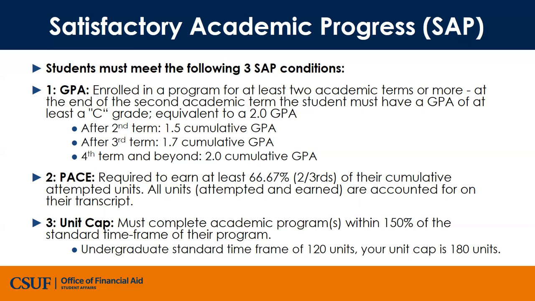The third measure of SAP is the unit cap. This refers to a maximum amount of units a student can complete in a single academic program while remaining eligible for financial aid. In general, undergraduate students must complete their program within 150% of the standard time frame for their program. For undergraduate students, the standard time frame is 120 units. So your unit cap at 150% would be 180 units.